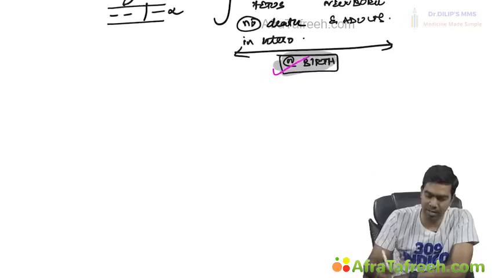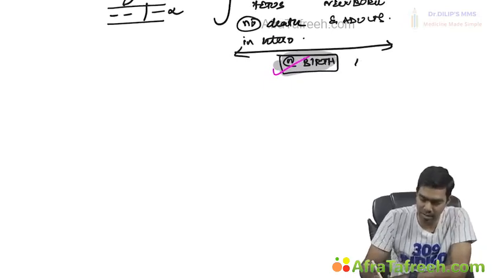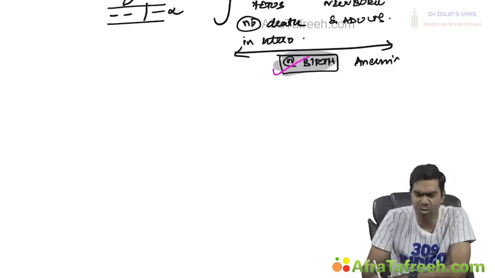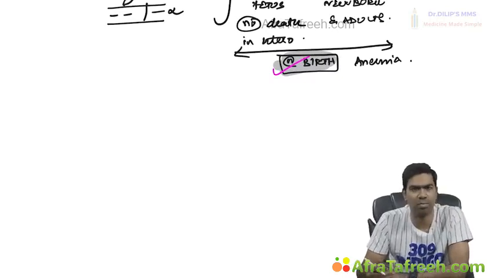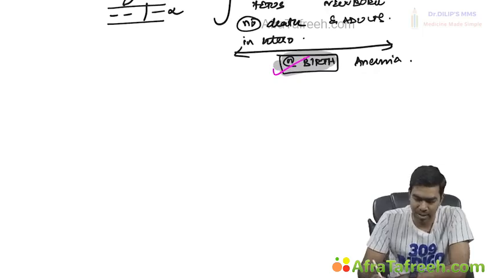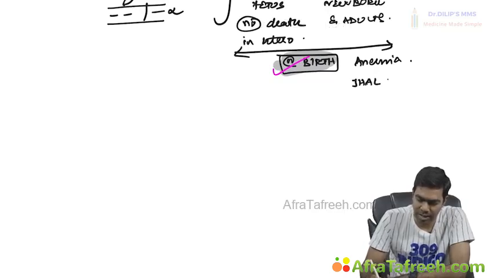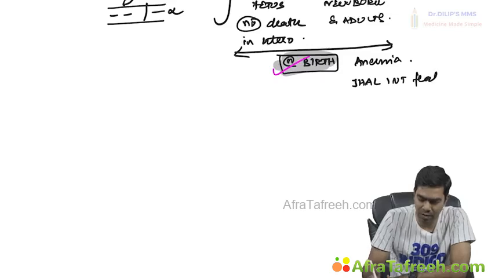They will present at birth with anemia, typically in the range of 7 to 8 grams per deciliter. Somewhat moderate to severe anemia will be there. At the same time, the patient will have a lot of other characteristic features of thalassemia intermedia, which we'll discuss in some time.